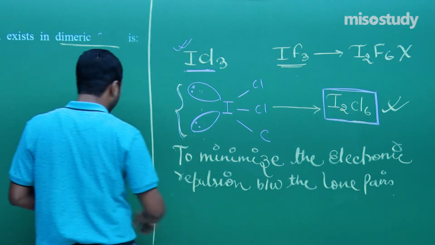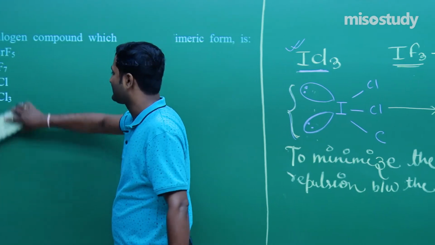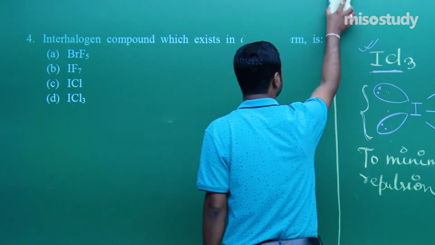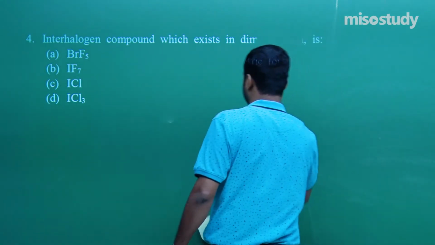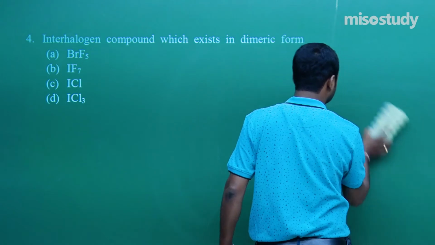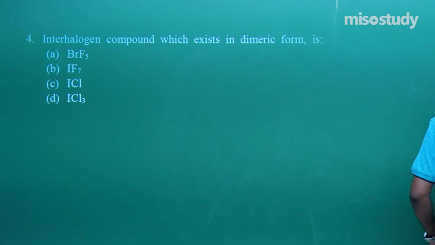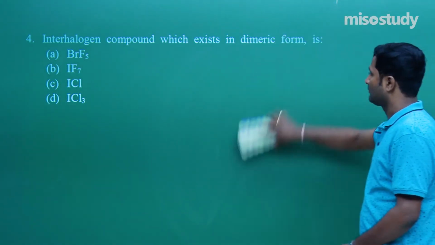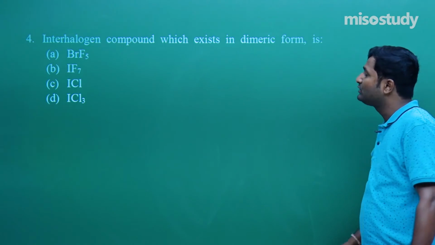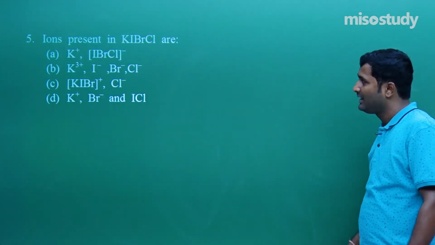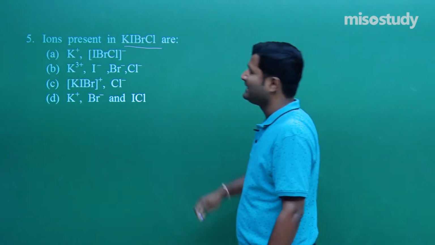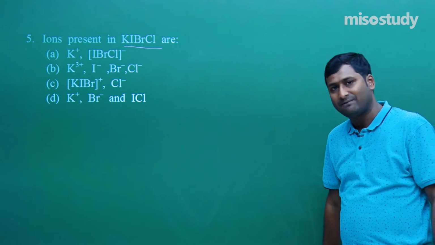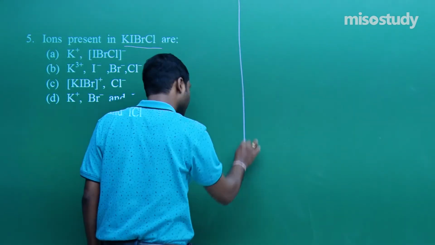Clear? Now I am going to rub this part, friend, and we'll discuss the next question. Now, let's move to the next question. Which ion is present in KIBrCl? Now, definitely it will dissociate.